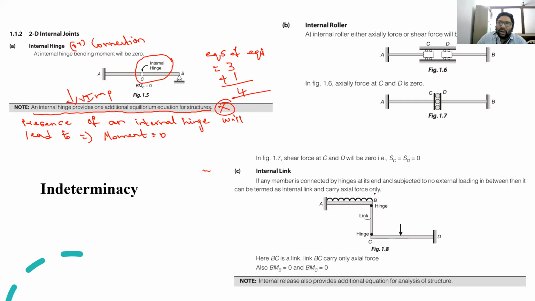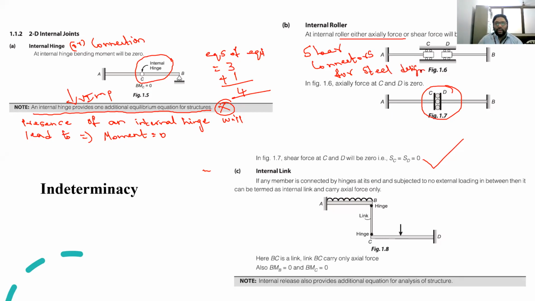And the next concept is internal roller. So an internal roller, either axial force or shear force, will be zero. So axial force at C and D is zero. See here, it cannot move horizontally and it cannot have any shear force at this point. Therefore, this is also one additional condition. So these types of things are generally used in shear connectors. Practically these are used in shear connectors for steel design. As I said, internal hinge is also for bridge construction, that I already spoke about.